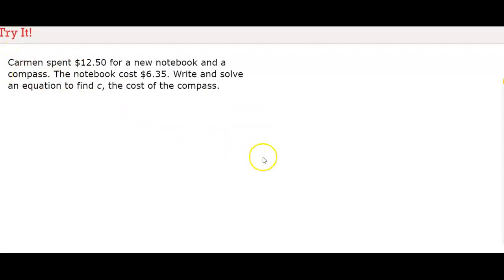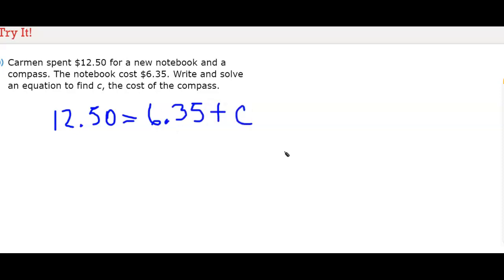Carmen spent $12.50 for a new notebook and a compass. The notebook cost $6.35. Write and solve an equation to find C, the cost of the compass. Okay, so she spent $12.50. That's the total amount for the notebook and compass. The notebook was $6.35, and we don't know the cost of the compass, and we're going to make that C. It also tells us that in the problem. So that's the cost of the compass.